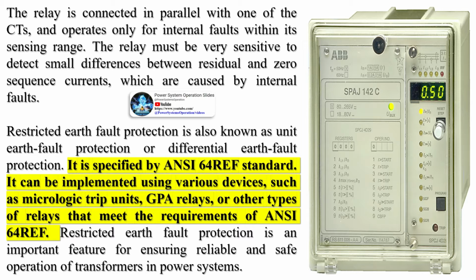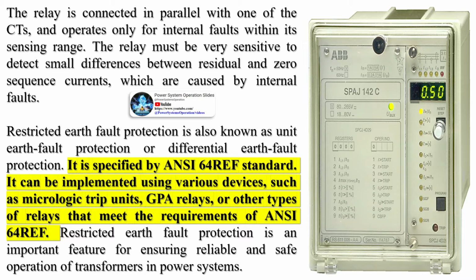The relay must be very sensitive to detect small differences between residual and zero-sequence currents, which are caused by internal faults. Restricted earth fault protection is also known as unit earth fault protection or differential earth fault protection. It is specified by ANSI 64 REF standard.